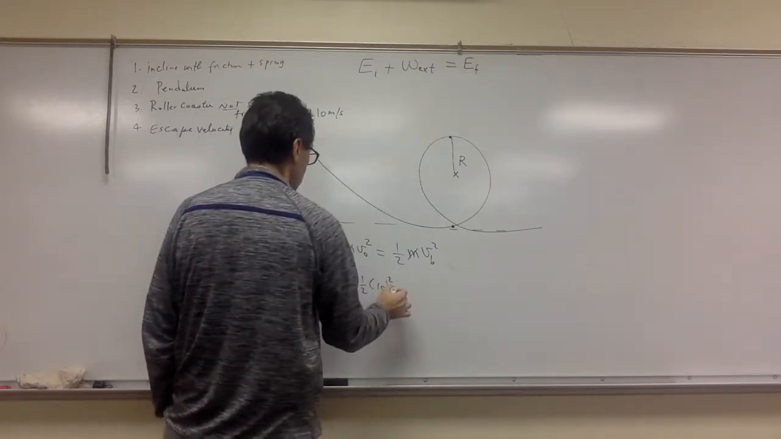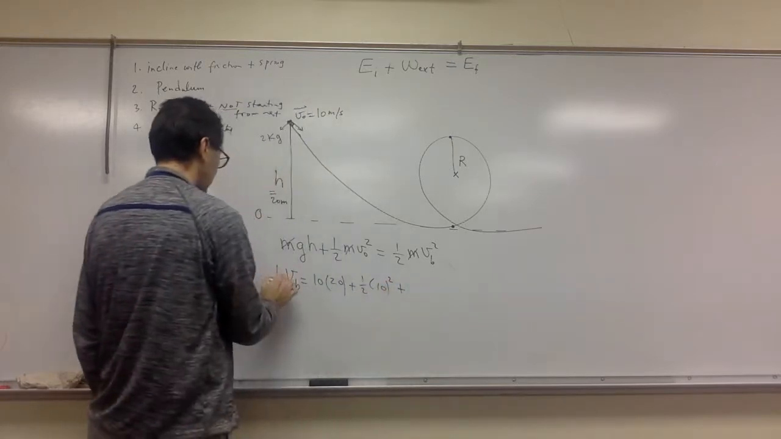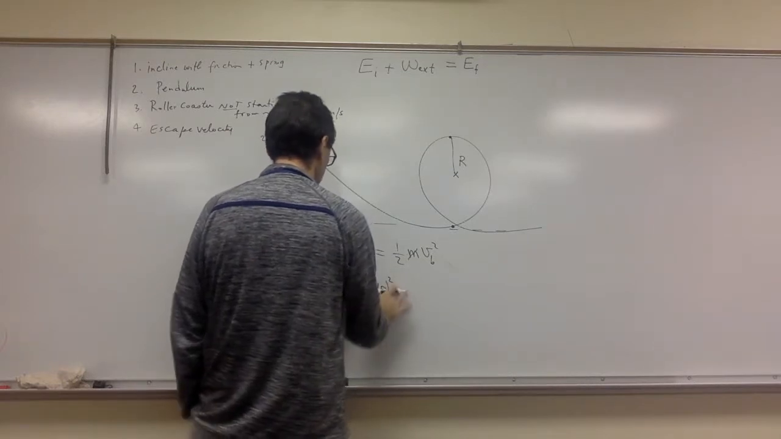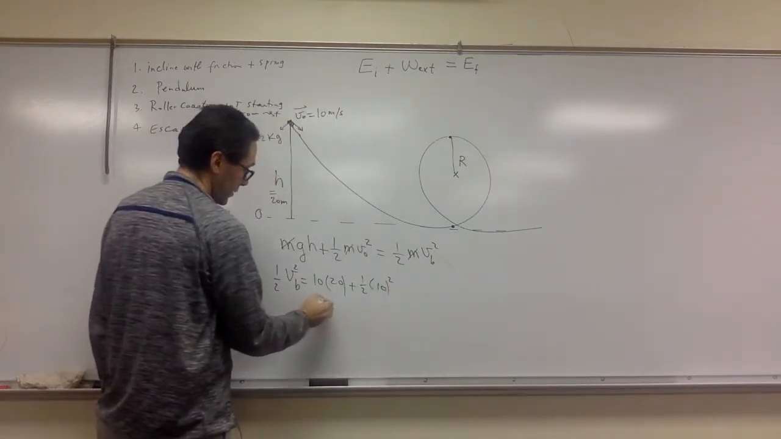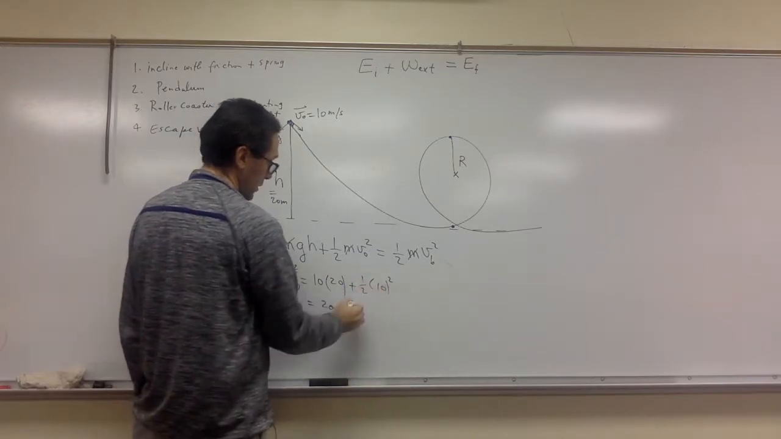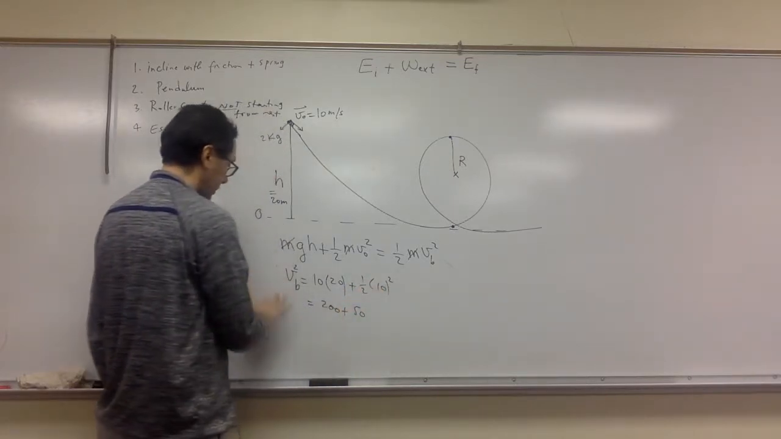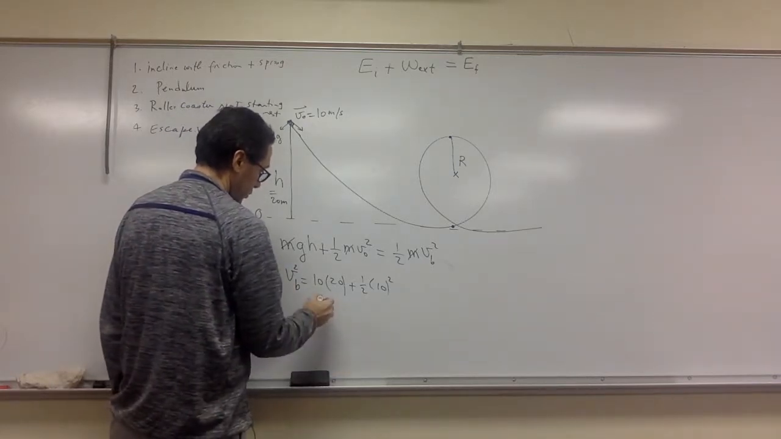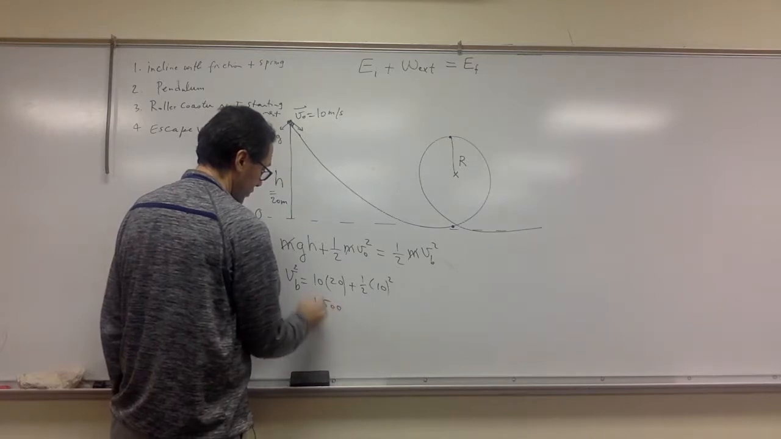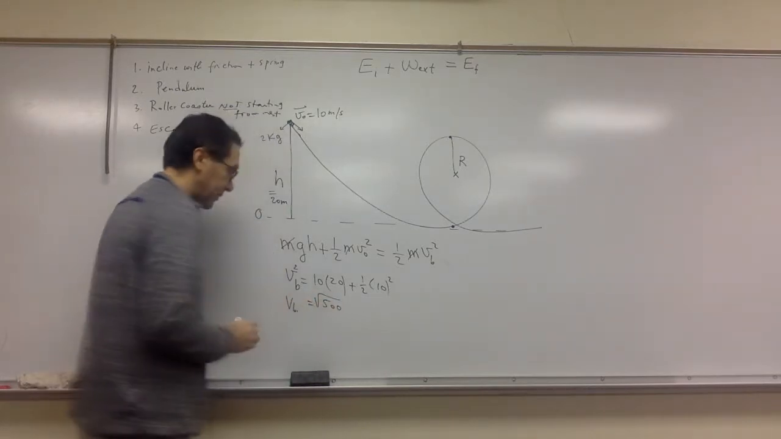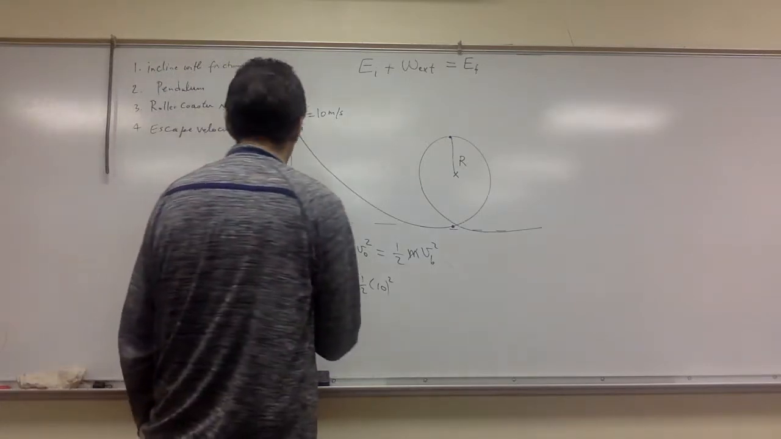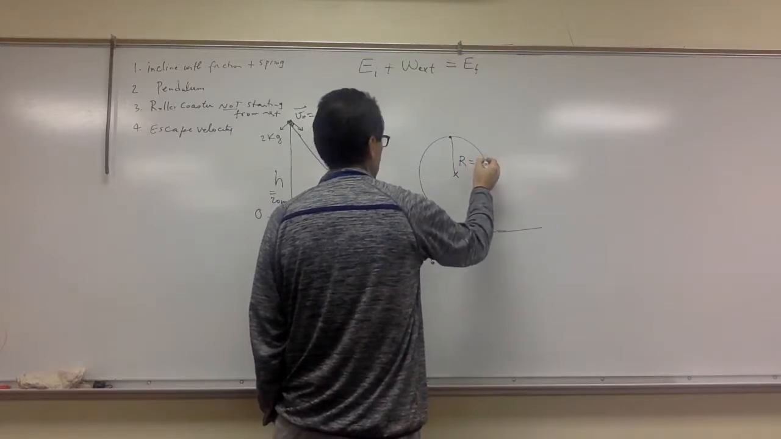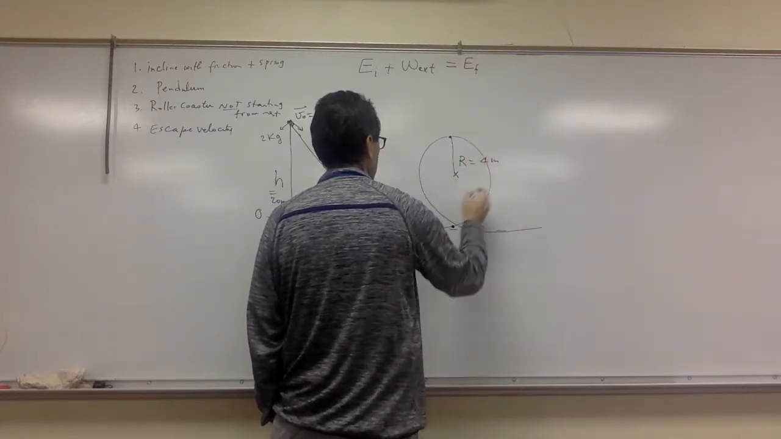So 10 times 20 plus half times 10 squared, that is half of vb squared. So this is going to be 200 plus 50, and we multiply all of that by 2, so this is going to be 500. So vb is going to be the square root of 500, and you can put that in your calculator to get the number in meters per second. Let's say the radius of this loop is 4 meters.